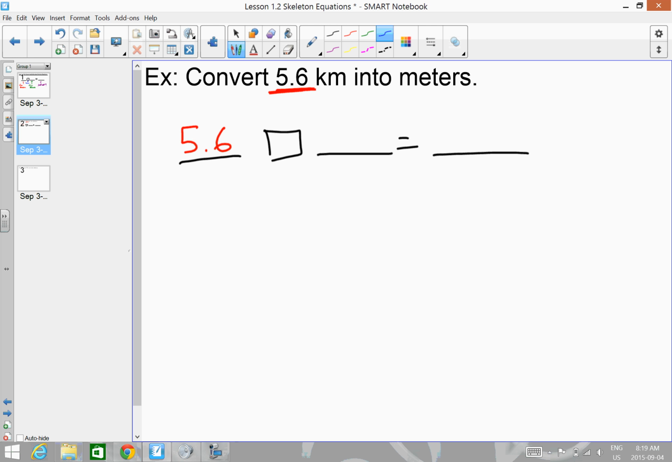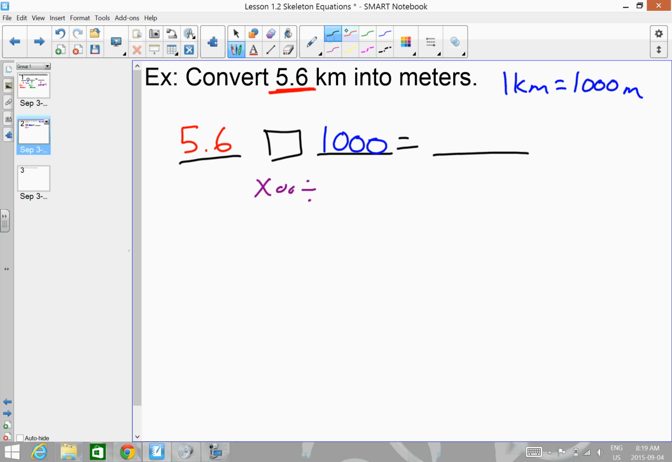So if you look on your formula sheet, or if you have this memorized, you will find that 1 kilometer is the same thing as 1,000 meters. So the number that we put here, we don't put the 1, we're going to put the other number, the 1,000. Now we just have to decide whether this is multiply or divide.